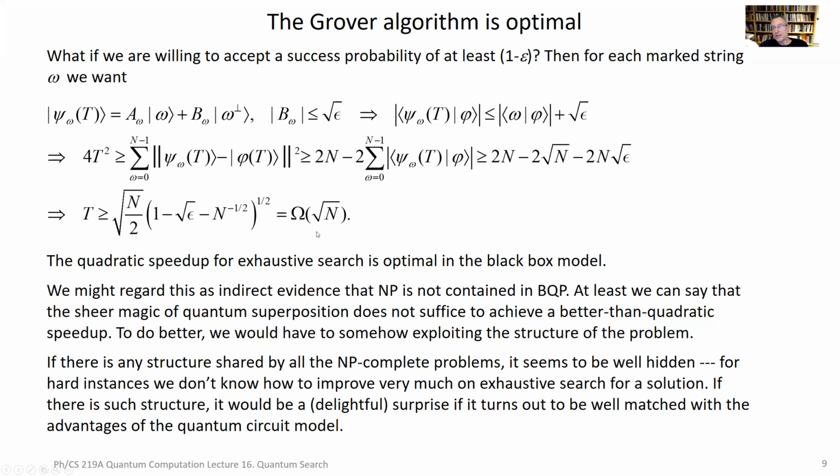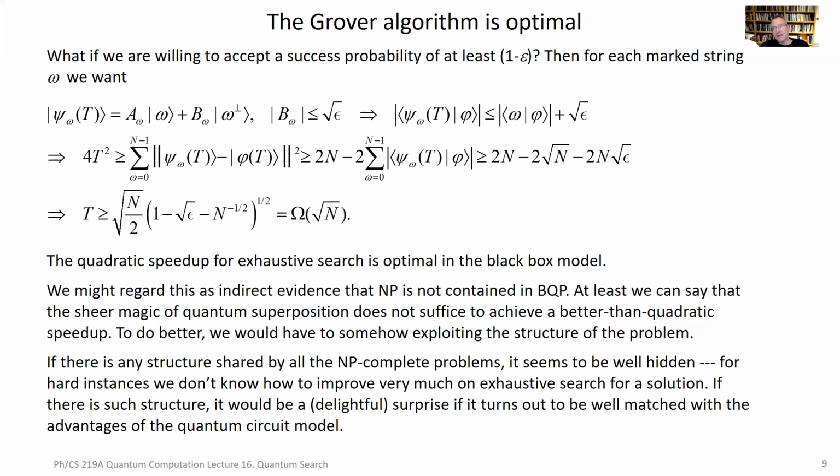So the conclusion is that even when we allow for some probability of failure, as long as the probability of failure is bounded for any choice of the marked string, the number of queries that we'll need to identify the marked string is still going to go like the square root of n. We can't do better than that. So what's the broader lesson from that?